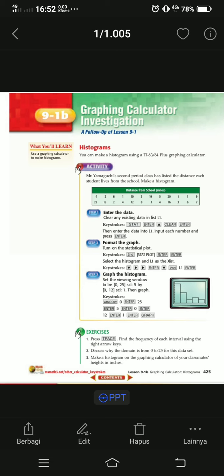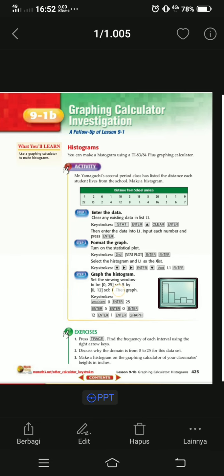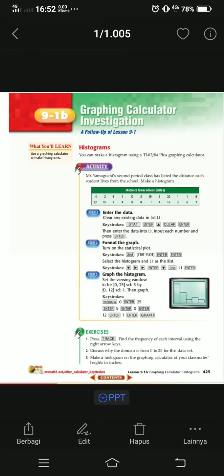Step 2. Format the graph. Turn on the statistical plot. Keystrokes: 2ND, Stat Plot, Enter. Select the histogram and L1 as the X-list. Keystrokes: tanda seperti ini, Enter. Tanda seperti ini lagi. 2ND, L1, Enter.